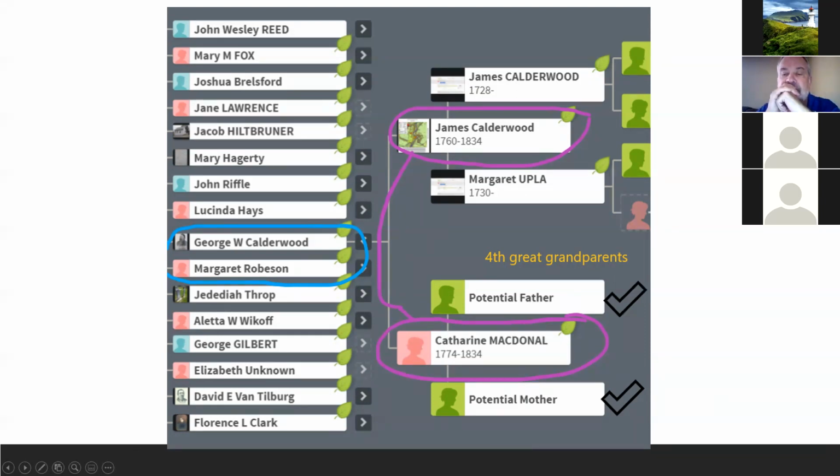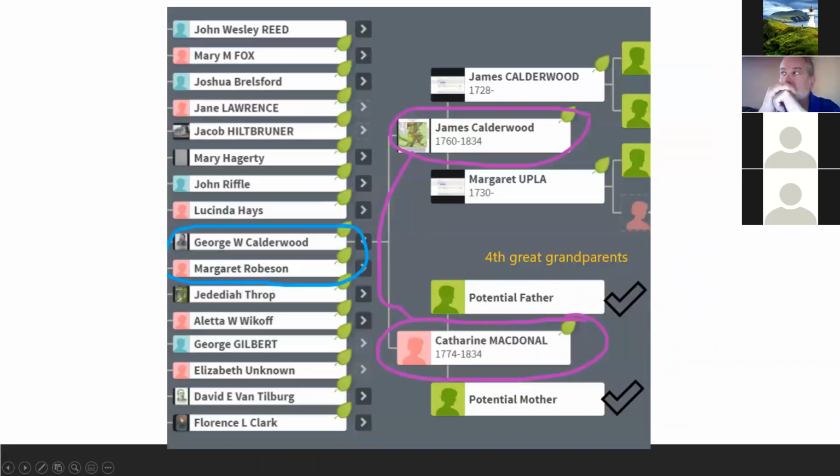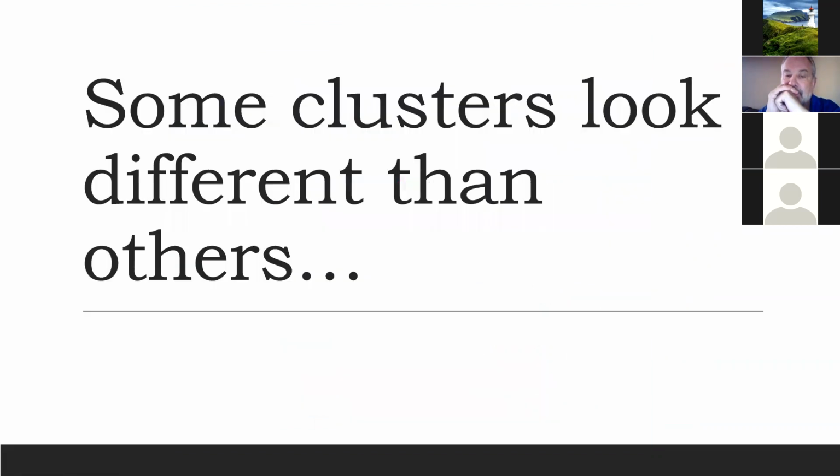So let's go back and look at Ferguson's tree again. Ferguson has an Effie McDonald, born in 1810. So let's look at my tree. 1810, maybe a little bit old to be a sister of Catherine, maybe not. They had children a very, very long time.